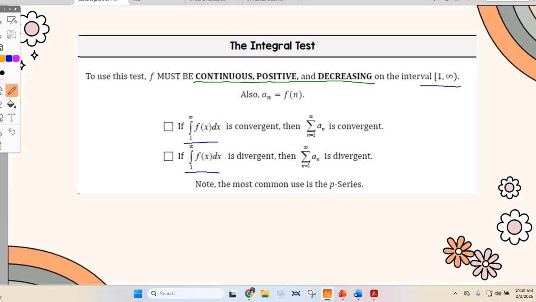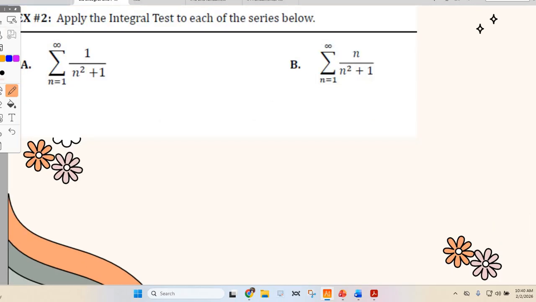Okay, let's look at some examples. Alright, so it says apply the integral test. It is nice on this one. It does say apply the integral test.